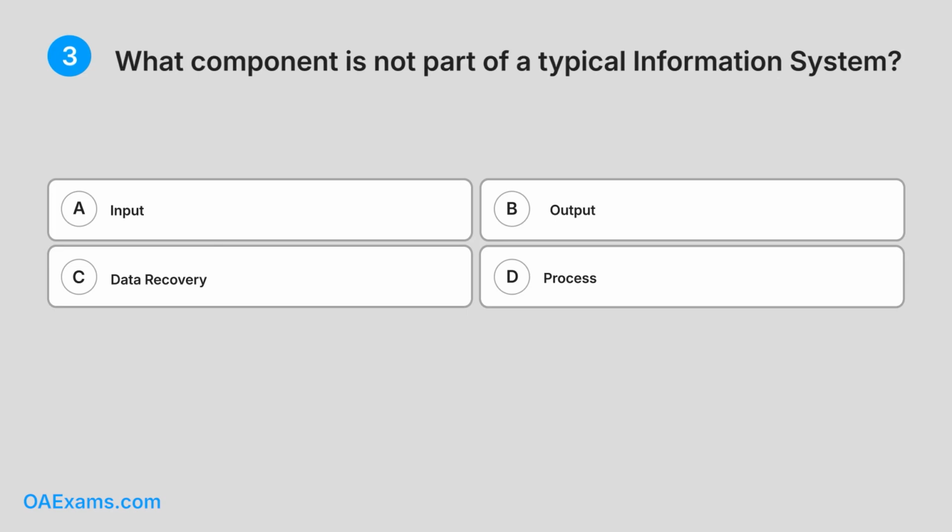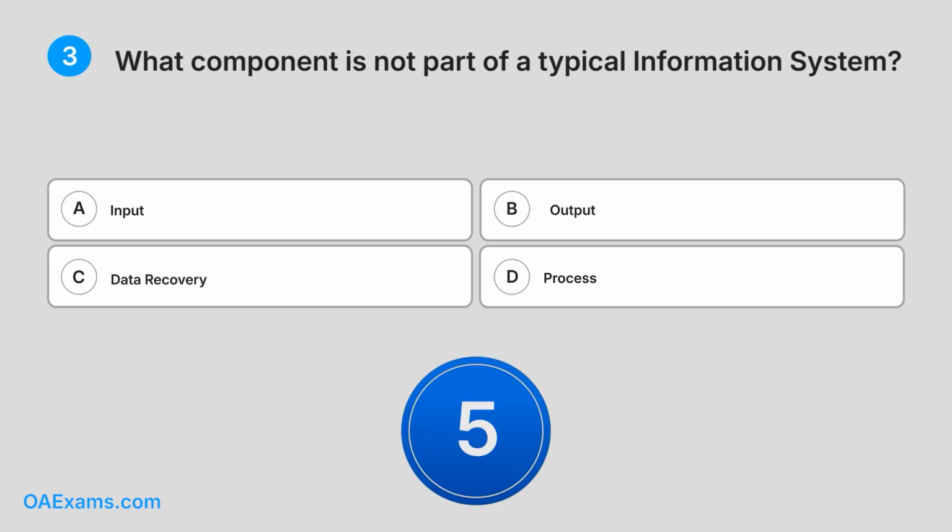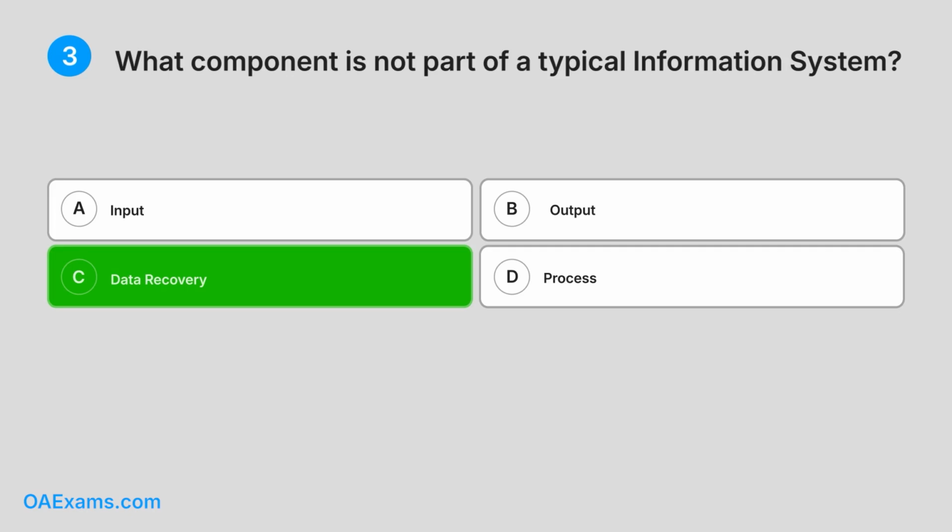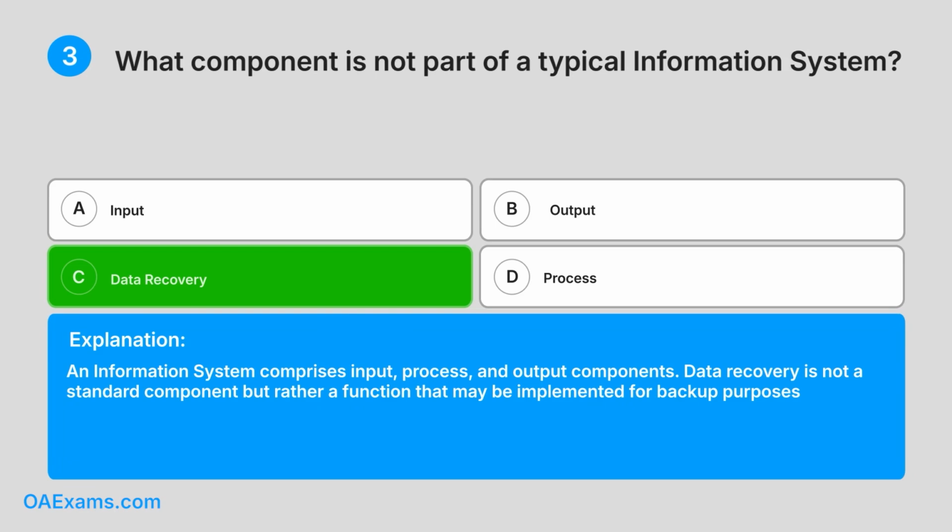3. What component is not part of a typical information system? A. Input. B. Output. C. Data recovery. D. Process. What do you think is the answer? Correct answer. C. Data recovery. Explanation. An information system comprises input, process, and output components. Data recovery is not a standard component, but rather a function that may be implemented for backup purposes.